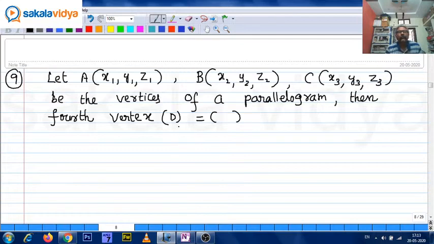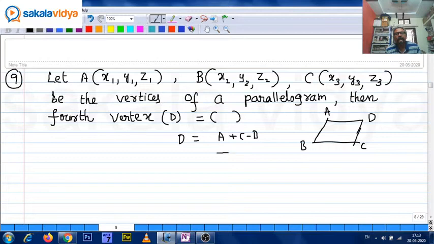Okay, now D is equal to, we can write A plus C.